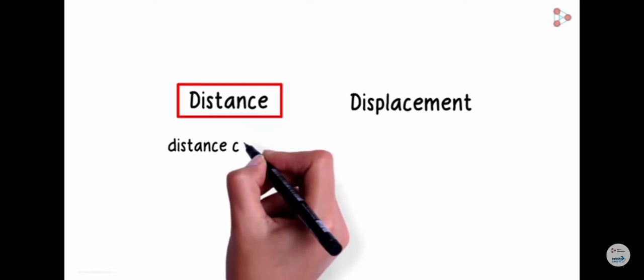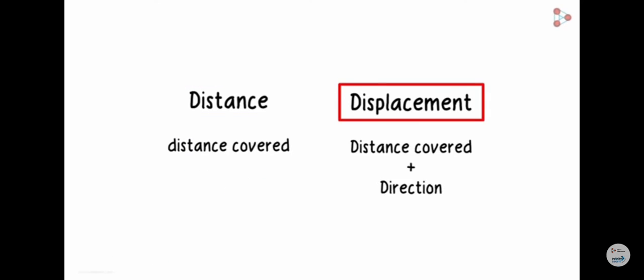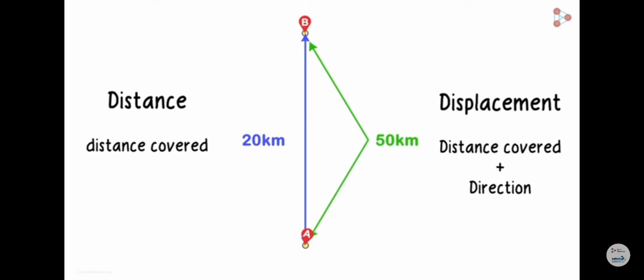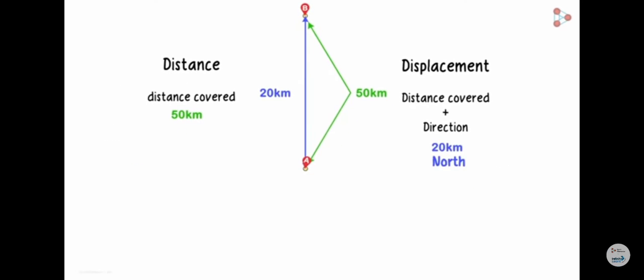Do you remember the difference between distance and displacement? Distance just tells us the distance covered, but displacement is distance with direction. Say the distance between towns A and B is 20 kilometers. So if we take a 50-kilometer route from point A to B like this, then the distance covered is 50 kilometers and the displacement is 20 kilometers north of point A. So speed does not tell us the direction. Is there anything that tells us the speed along with direction?